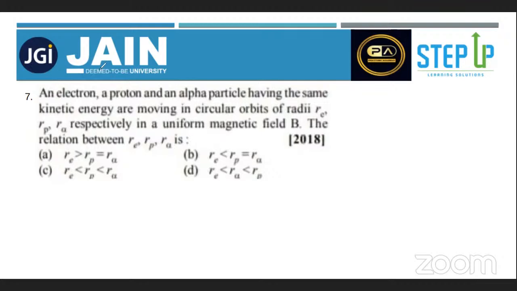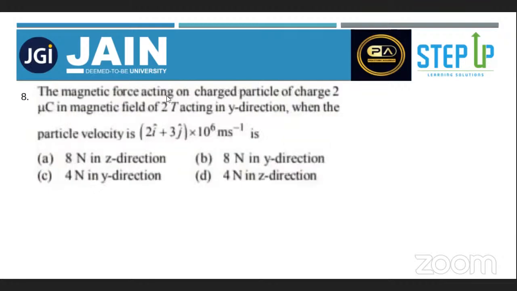Same type, same question. Electron will be least and Rp and Re will be equal. R alpha, electron will be least and Rp and R alpha. This was just now, which we did previously. Same type of question being repeated. All this. So something different.